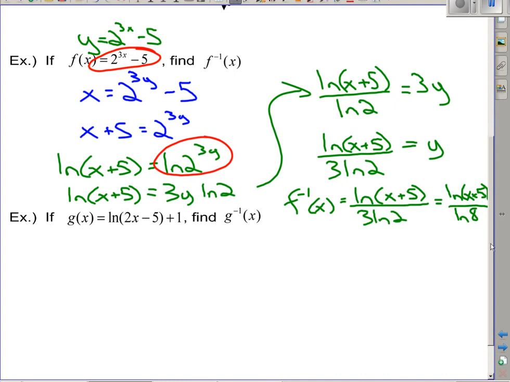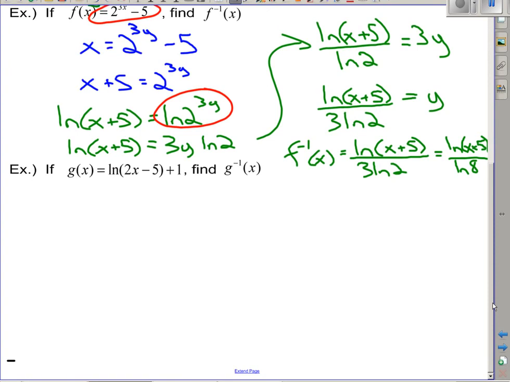Okay, so that holds true in reverse as well. If we start with a logarithmic equation, we should expect an exponential one. So I'm going to assume that you know here that g of x equals ln of 2x minus 5 plus 1 is the same as y equals. So let's switch them around. For our inverse, we're going to have to do x equals ln of 2y minus 5 plus 1. Before we had to isolate the exponential term. Here we'll isolate the logarithmic term.